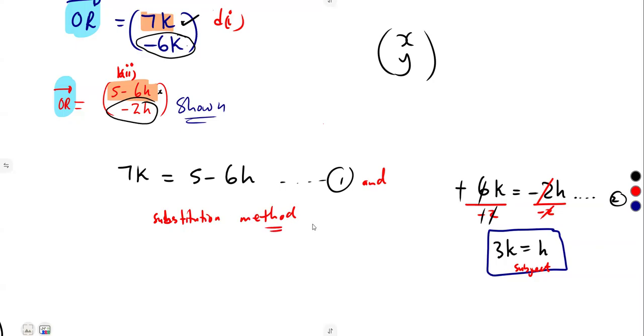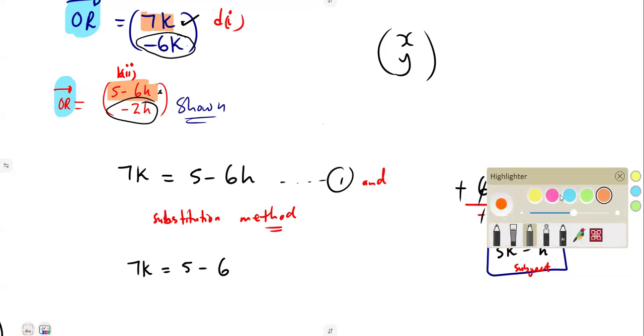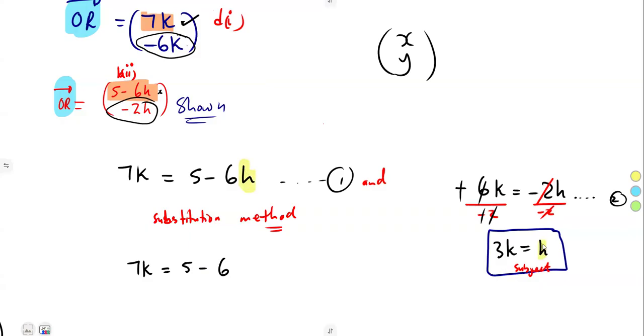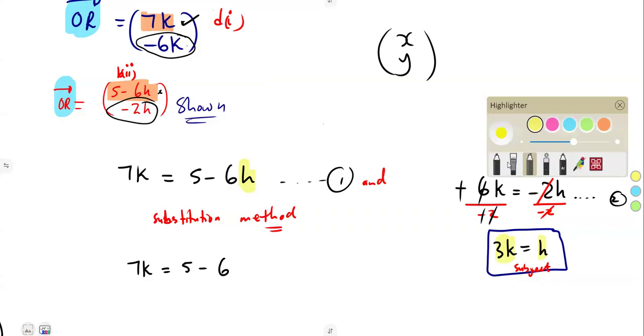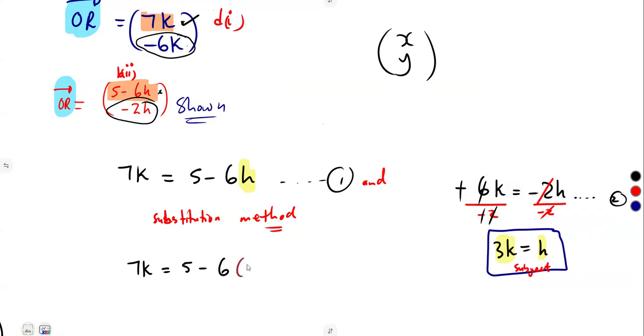So I want you to use any method, guys, all right? So substitute in place of h the 3k. So it follows that this was going to be 7k is equal to 5 minus 6. Our h here is to be replaced with its equivalent, which is 3k. So you substitute that one with 3k. So as we can see, this equation is in terms of k only. So you can solve for k. Easy like that.